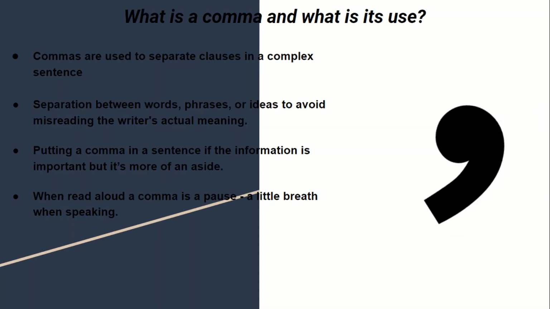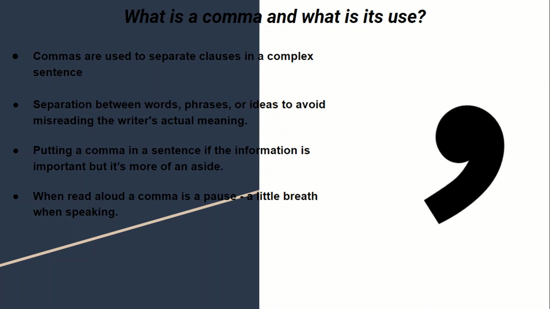What is a comma and what is its use? Commas are used to separate clauses in a complex sentence, i.e. a sentence which is made up of a main clause and one or more subordinate clauses. The following example shows us the use of commas in two complex sentences. Having had lunch, we went back to our work.